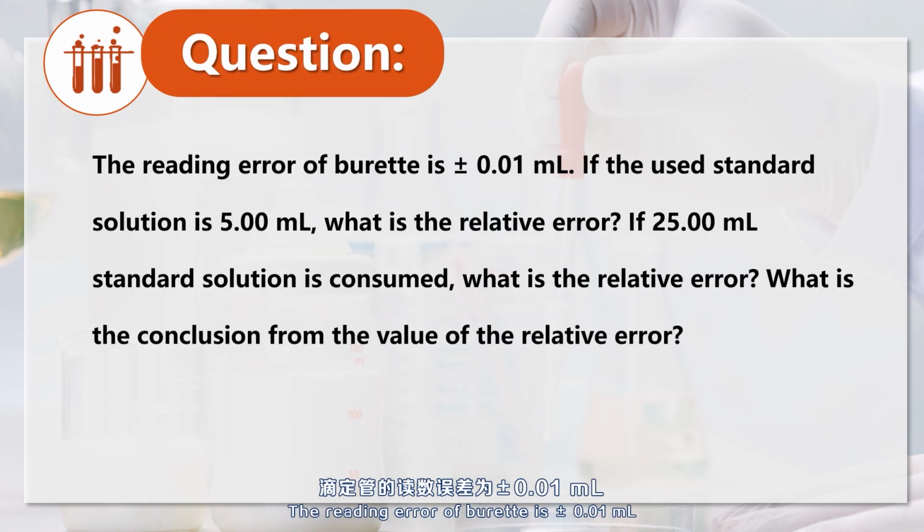Now, here is a question. The reading error of the burette is 0.01 milliliter. If the used standard solution is 5 milliliter, what is the relative error? If 25 milliliter standard solution is consumed, what is the relative error? What is the conclusion from the value of the relative error?